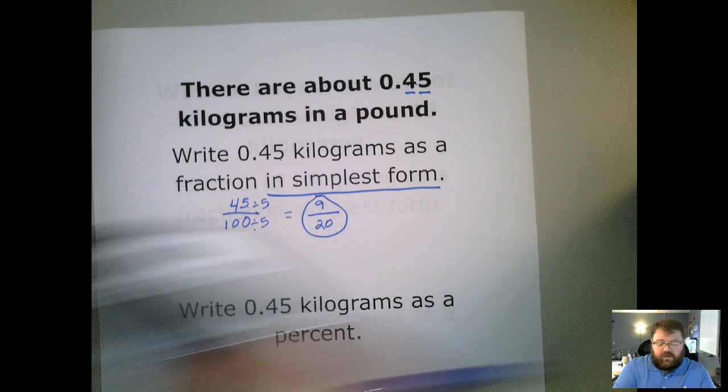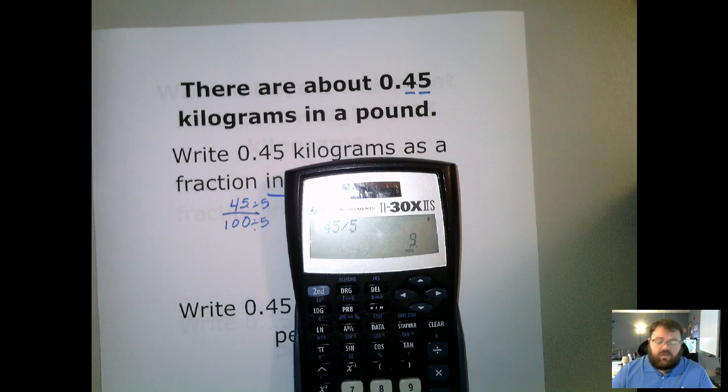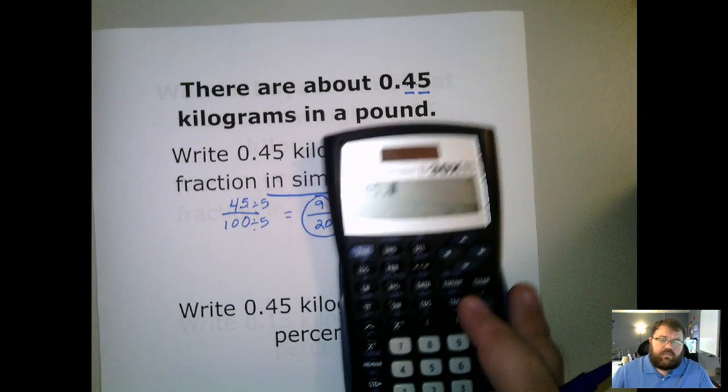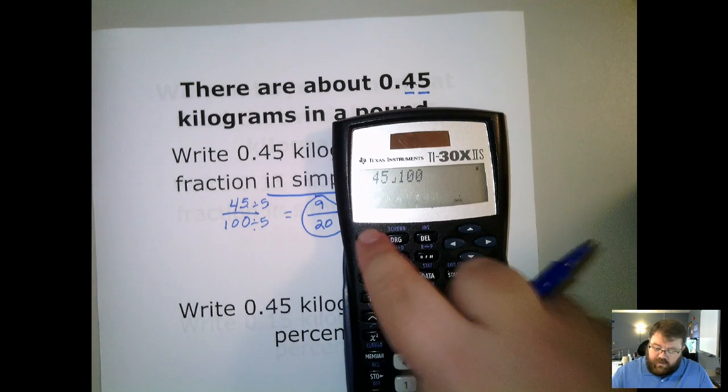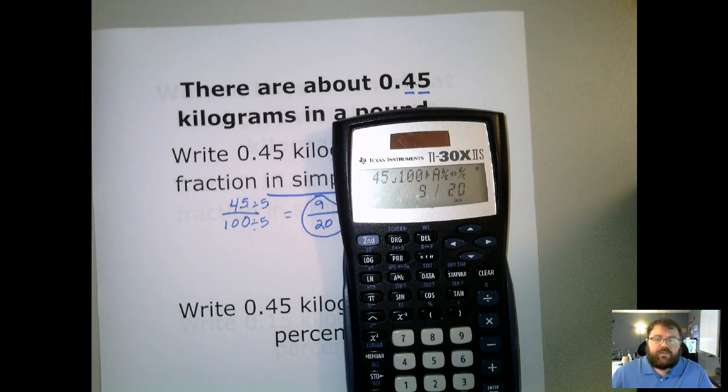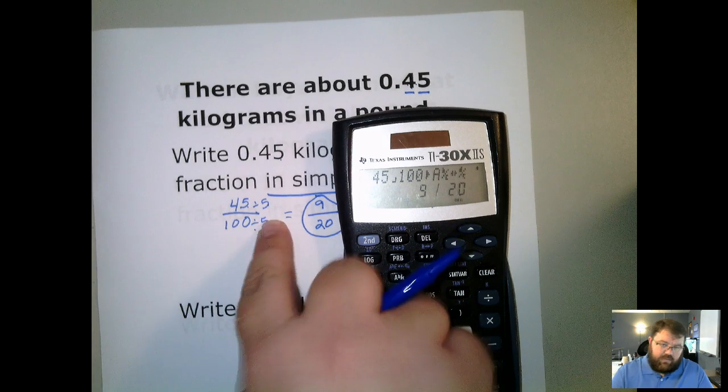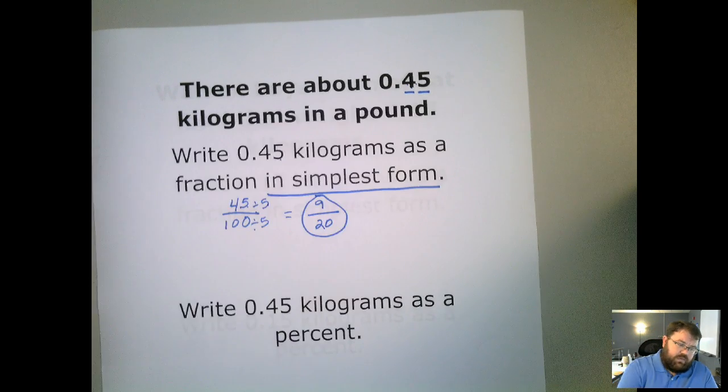Again, if you're doing it on a calculator, you could have done 45, ABC, 100, and done second ABC. Okay, and it's going to simplify your fraction for you. Again, this is an easy one. Hopefully you didn't, but you could.